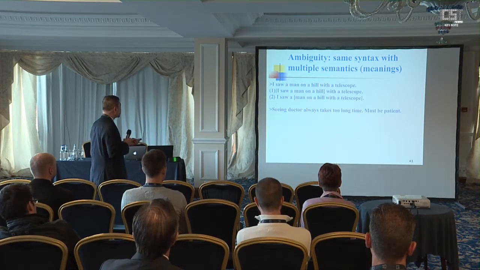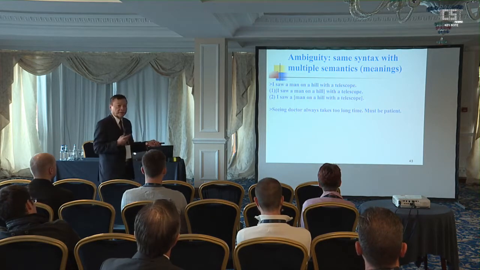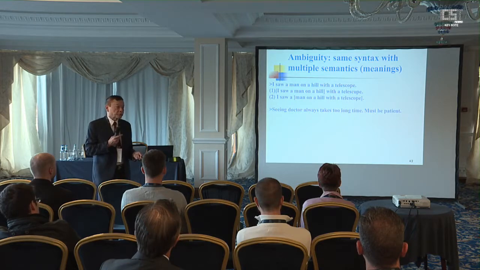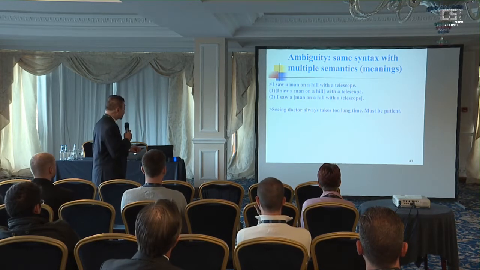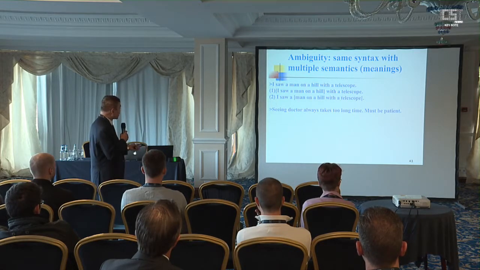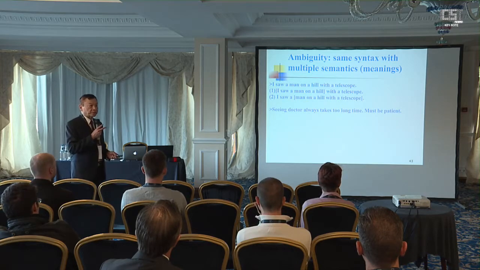For example, another English sentence: I saw a man on a hill with a telescope. Everybody can understand it very easily. However, don't you realize there are two possible different meanings, two possible different interpretations? First is that I saw a man on a hill, and I saw that with a telescope. The second interpretation is that I saw a man on the hill, and that man on the hill is with a telescope. The same sentence, two different interpretations.